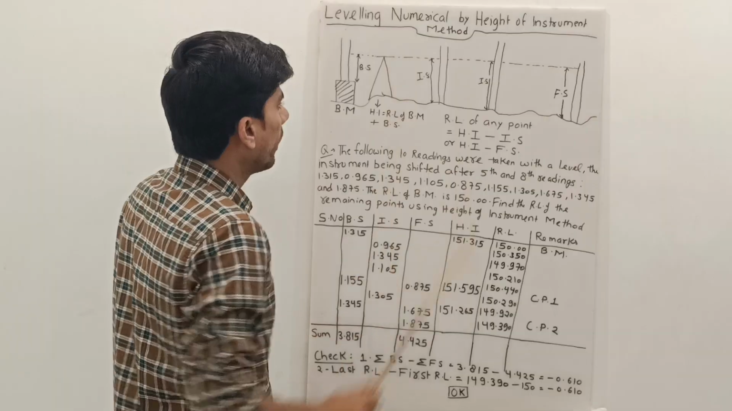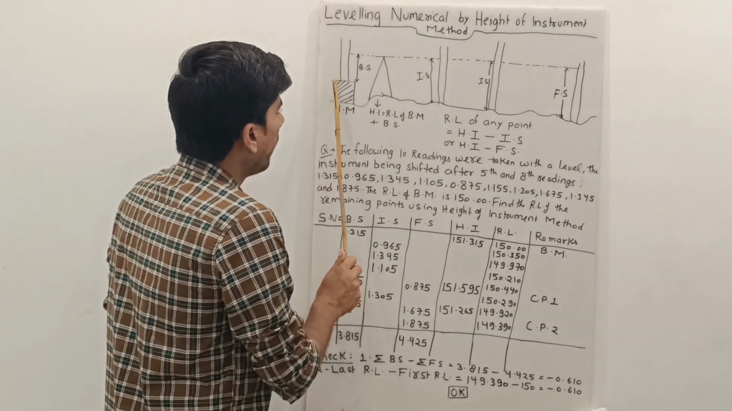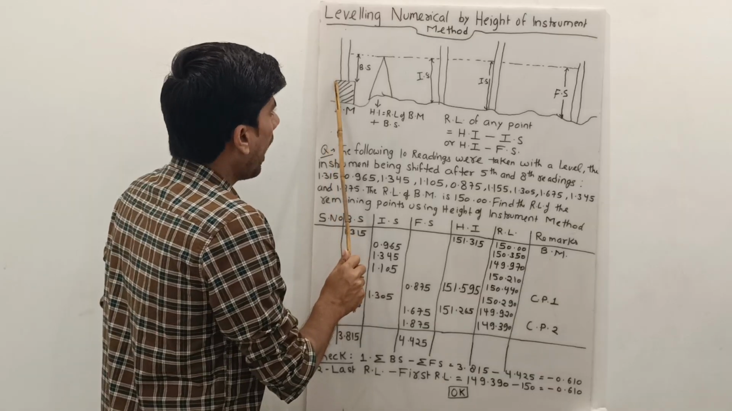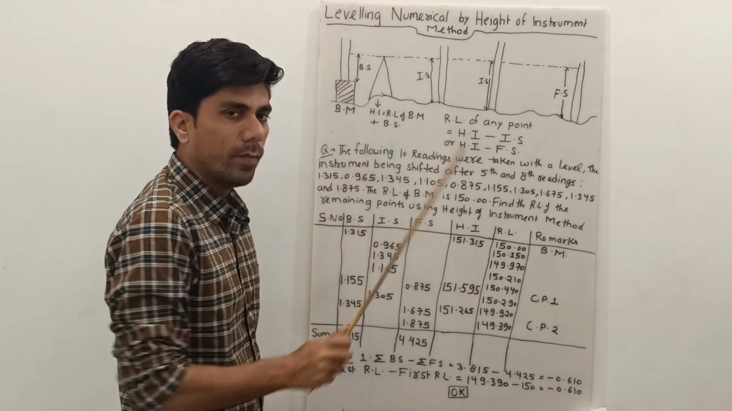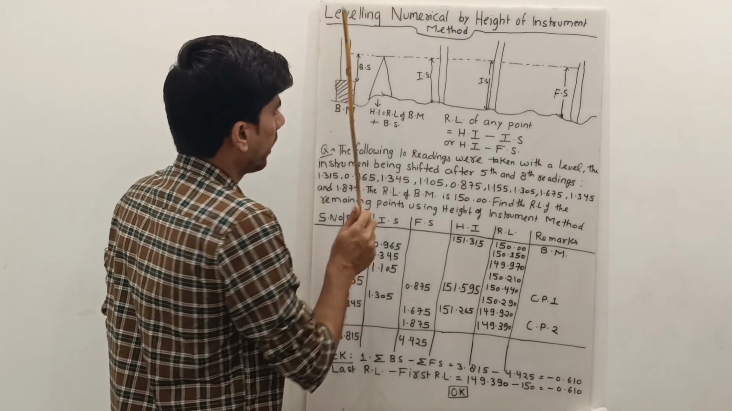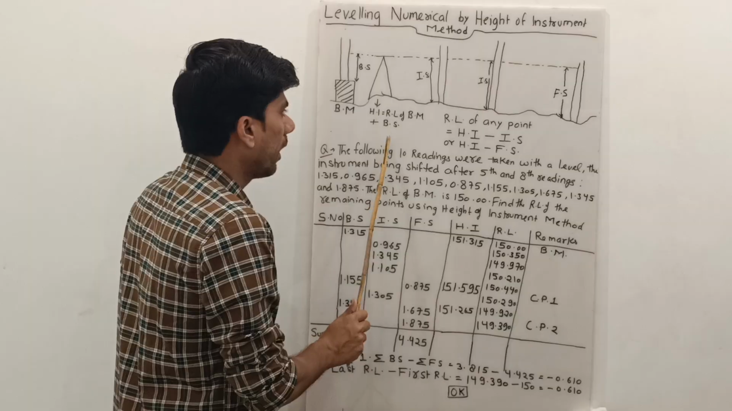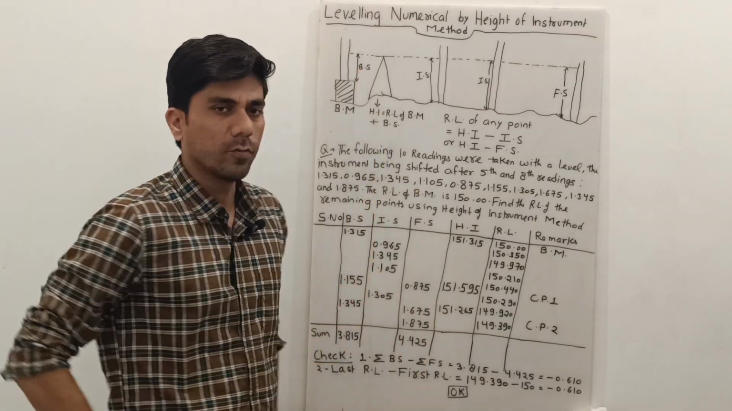After the backsight has been taken, we know the benchmark whose RL we already knew. We add the RL of the benchmark and the backsight. The RL of benchmark plus backsight will give us the height of instrument.